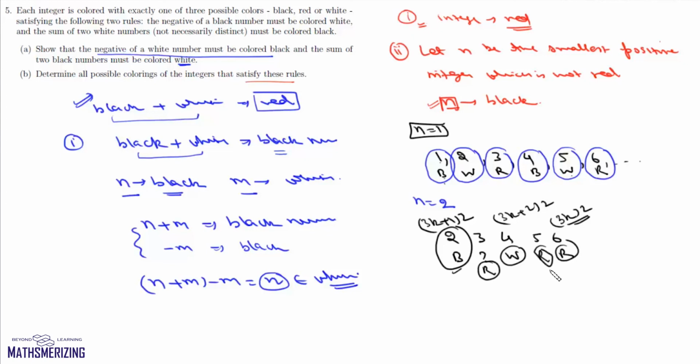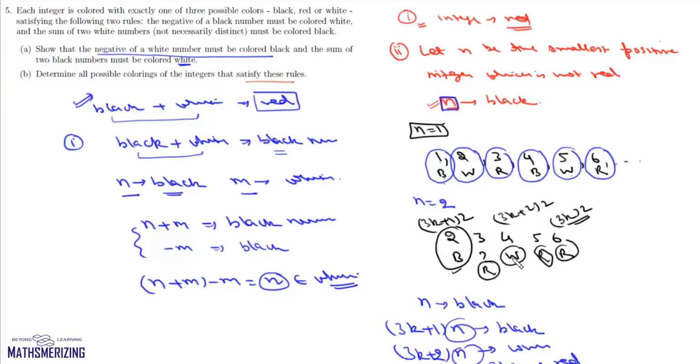So from here we can say that if n is the smallest positive integer which is not red, and which is say black, then all the numbers of the form (3k plus 1) times n will be black numbers. All the numbers of the form 3k plus 2, times n, will be white. And all the numbers of the form 3kn will be red. And all the numbers which are not a multiple of n will be painted red.